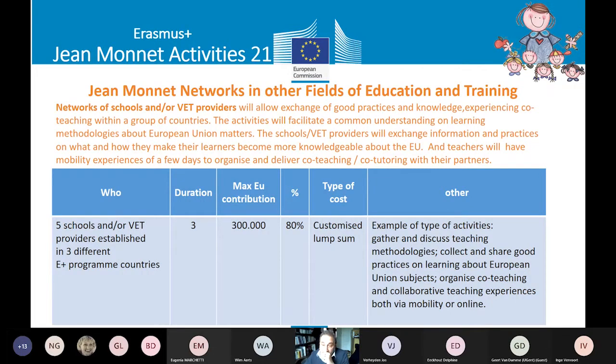So the last activity is a network that must contain at least 5 schools and/or VET providers established in 3 different Erasmus program countries. This is in the same area, but in this action, the network has the role to facilitate a common understanding on EU learning, on learning methodology, about European Union matters. It's general information, exchange of good practice, in order to have a good starting point to train teachers for future modules in their own schools. And here also, the financing from EU is quite high. It is 300,000 as well.